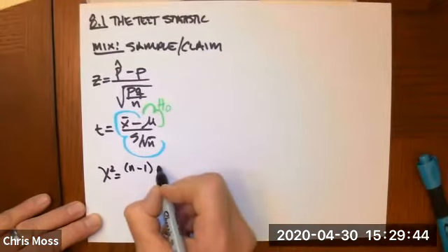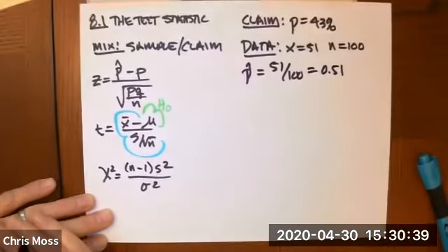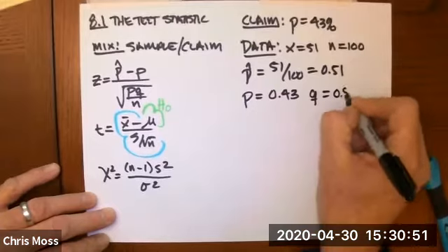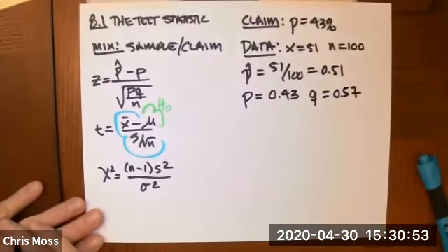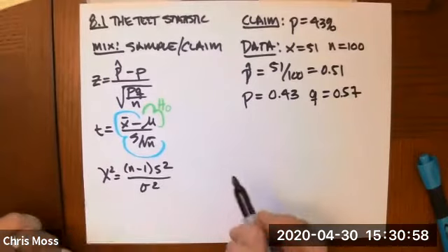For the test statistic, there's a couple of things I need. I need my p-hat, 51 over 100. I will need decimal presentation here, no percentages per se. If p is equal to 0.43, q is equal to 0.57. Remember, the two have to sum to 1. Now I've got everything I need to plug into my formula.